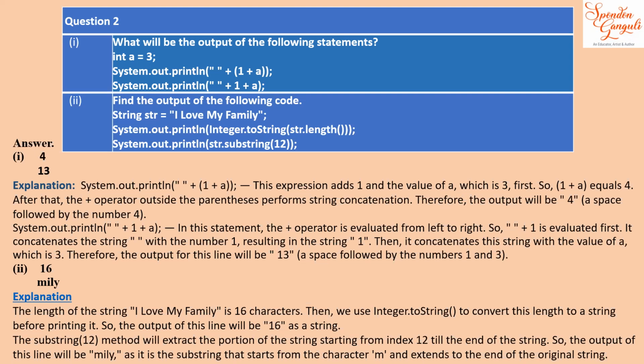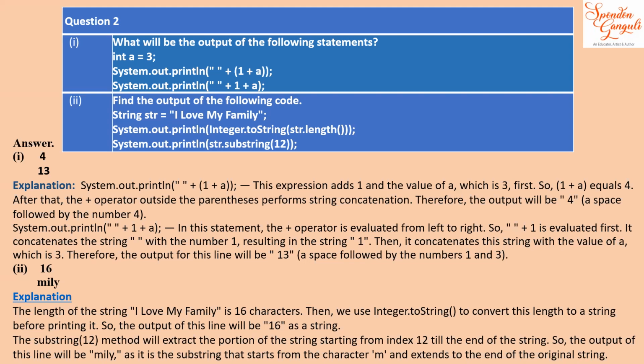Second question's answer, it is 16 and then milli. The length of the string "I love my family" is 16 characters. Integer.toString converts this length to a string before printing it. Thus it becomes 16 as a string. And substring(12) will extract the portion of the string starting from index 12 till the end of the string. So the output of this line will be milli.